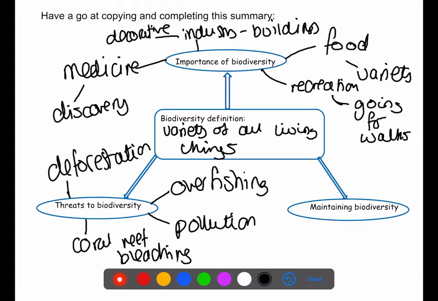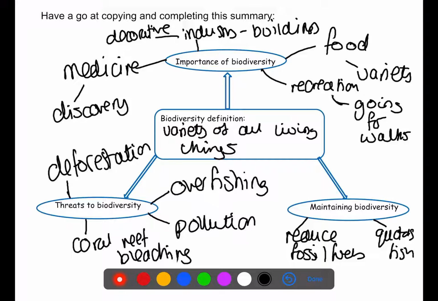And how can we maintain biodiversity? We can reduce the use of fossil fuels to prevent pollution. We can have quotas for fish, and we can stop cutting down trees. These are just some of the things we can do to maintain biodiversity.